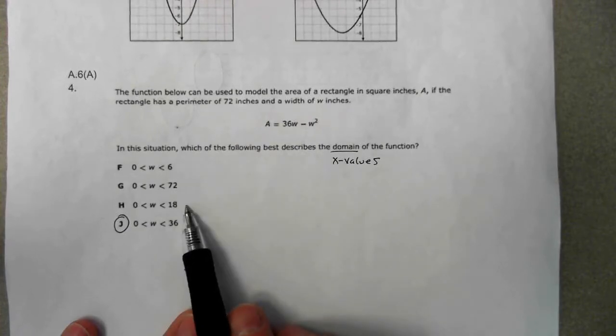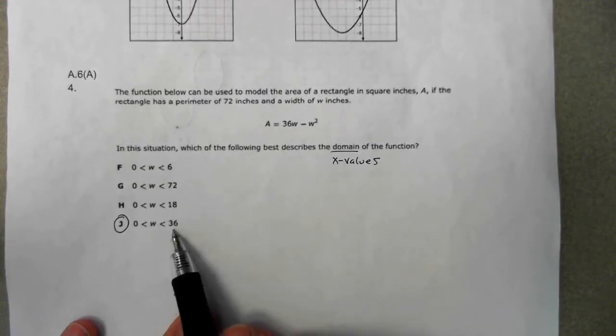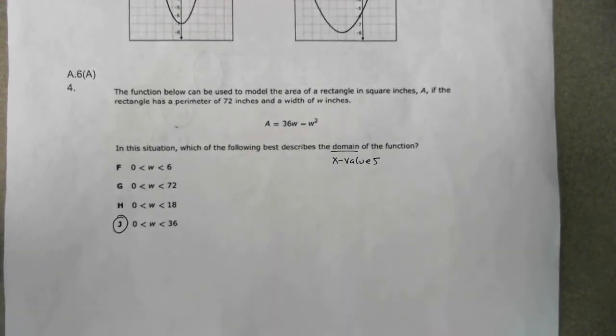Technically, F and H do work, but that is not all the domain values. They want to figure out what are all the domain values of this. So F and H are part of it, but not all of them. J would be all the domain values.